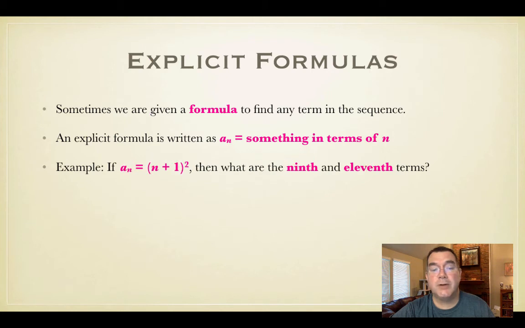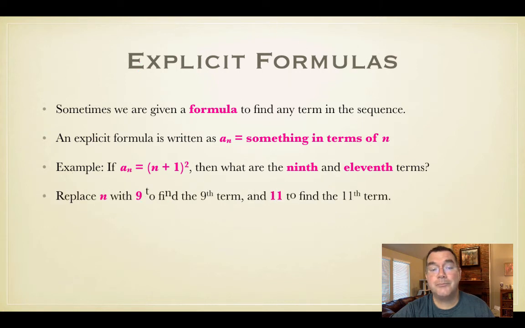So for example, if I have a sequence and the nth term, a_n, is equal to (n plus 1) squared, what if I want to know the 9th and 11th terms? Well, since I'm given what terms I want, that's the number that's going to replace n in that formula on the right-hand side. So I'm going to replace n with the number 9 to figure out the ninth term, and I'm going to replace n with the number 11 to figure out what the 11th term is.